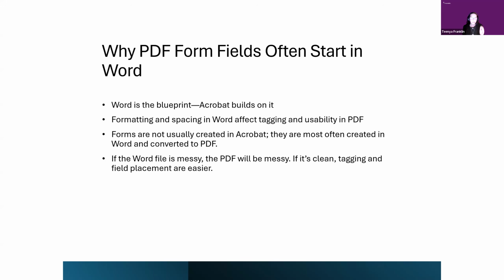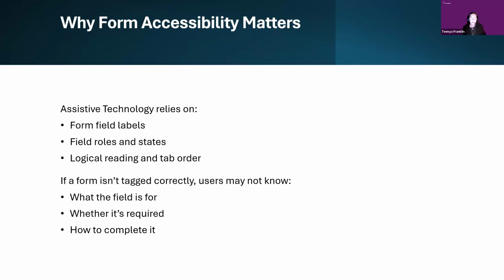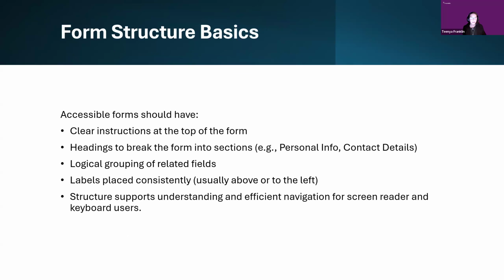So if your Word file is messy, the PDF's messy. If it's clean, tagging and field placement are easier. Assistive technology relies on form field labels, roles and states, logical reading, and tab order. If it's not tagged correctly, users may not know what the field is for, whether it's required, or how to complete it.